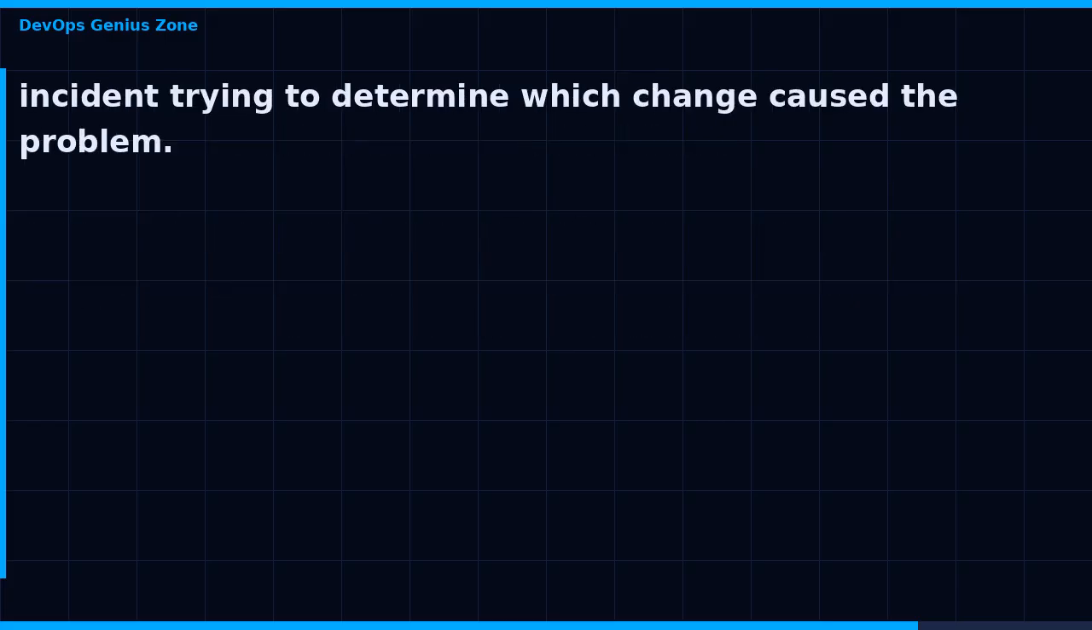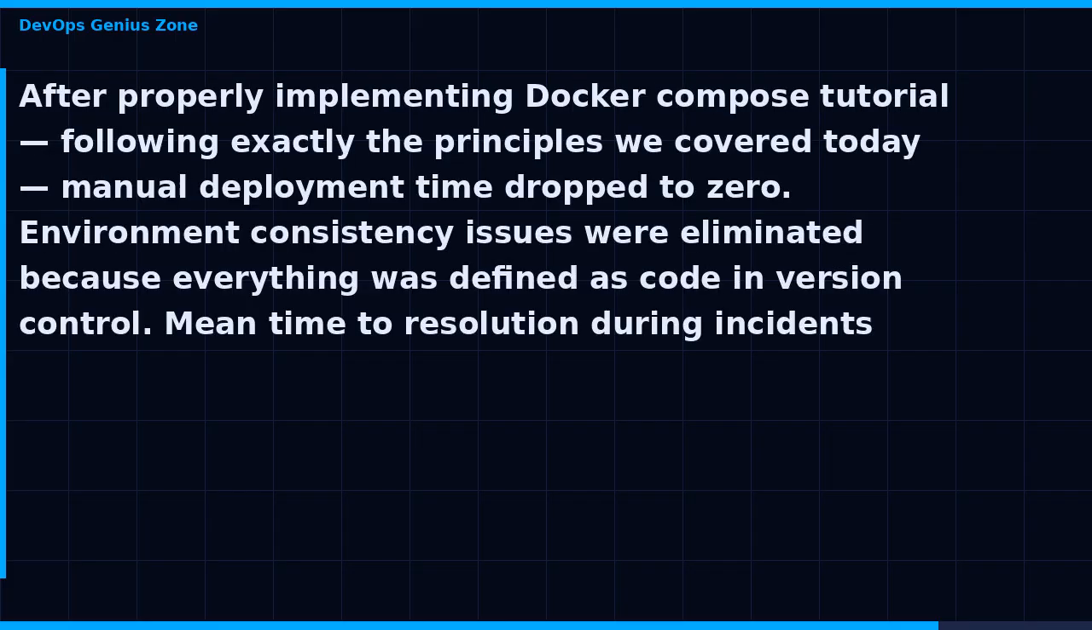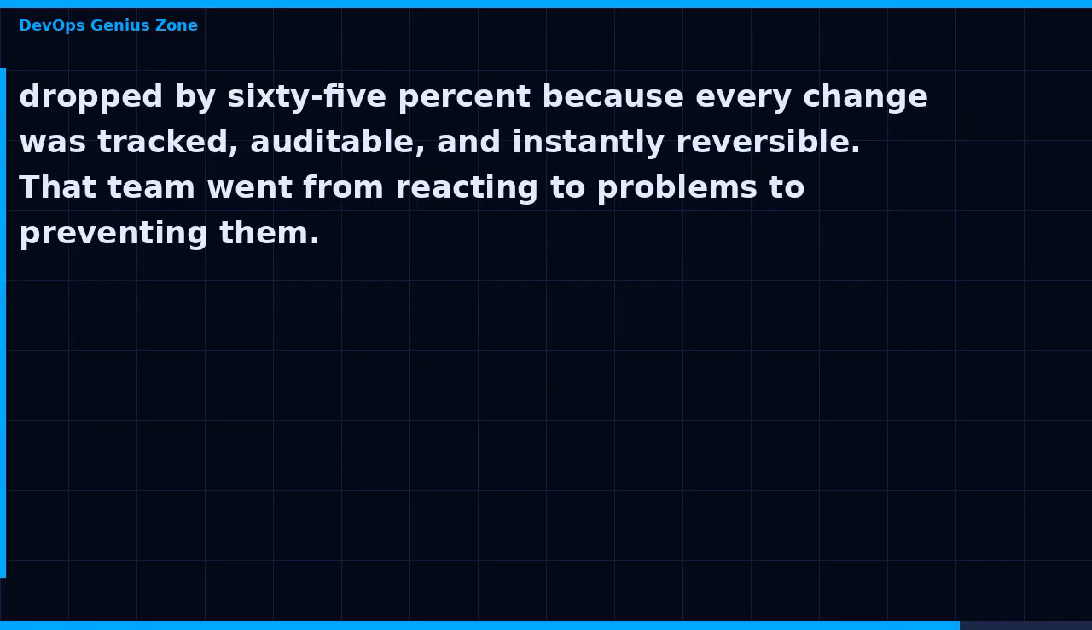After properly implementing Docker Compose, following exactly the principles we covered today, manual deployment time dropped to 0. Environment consistency issues were eliminated because everything was defined as code in version control. Mean time to resolution during incidents dropped by 65% because every change was tracked, auditable, and instantly reversible. That team went from reacting to problems to preventing them.